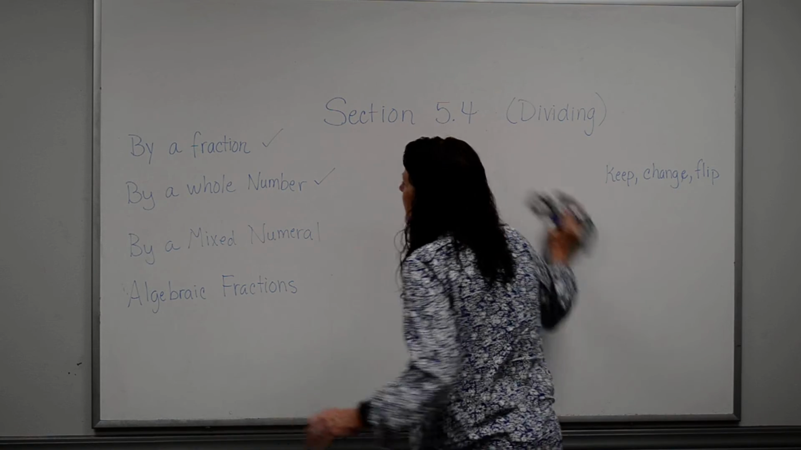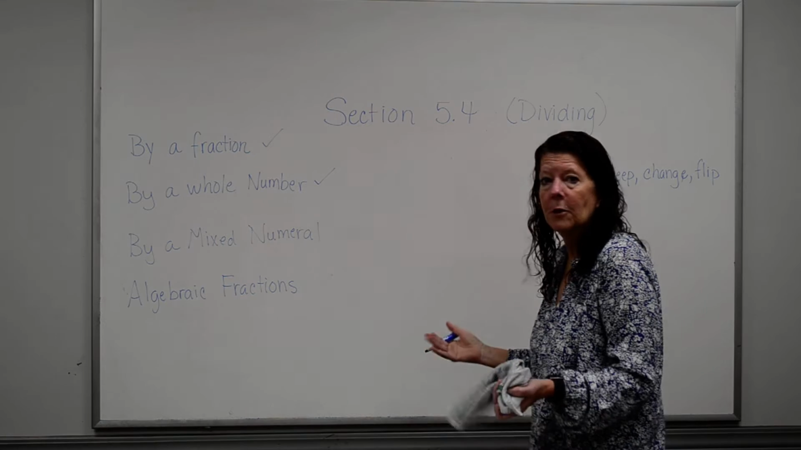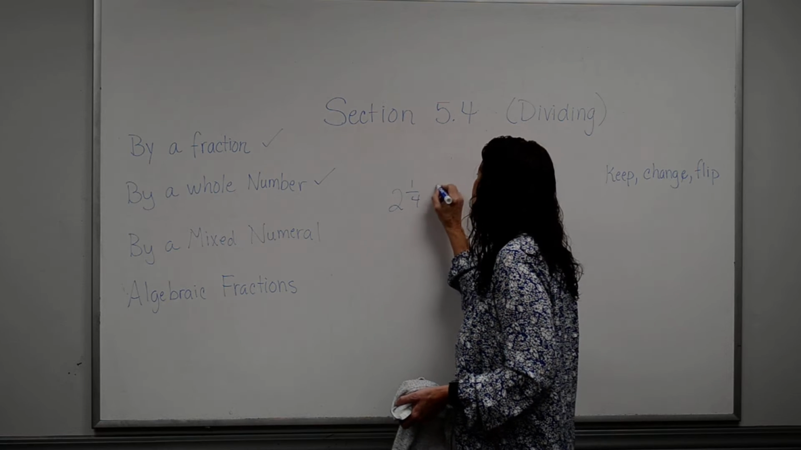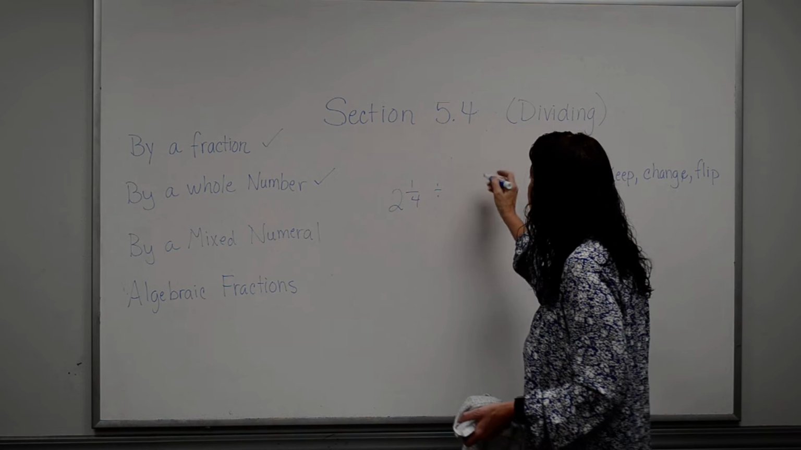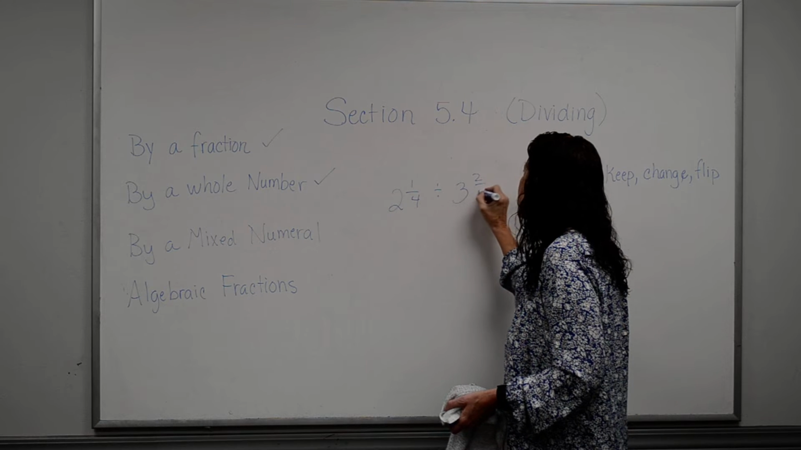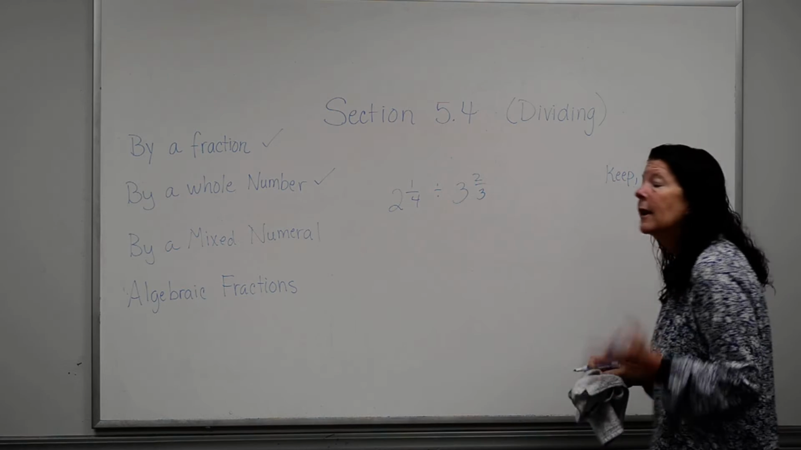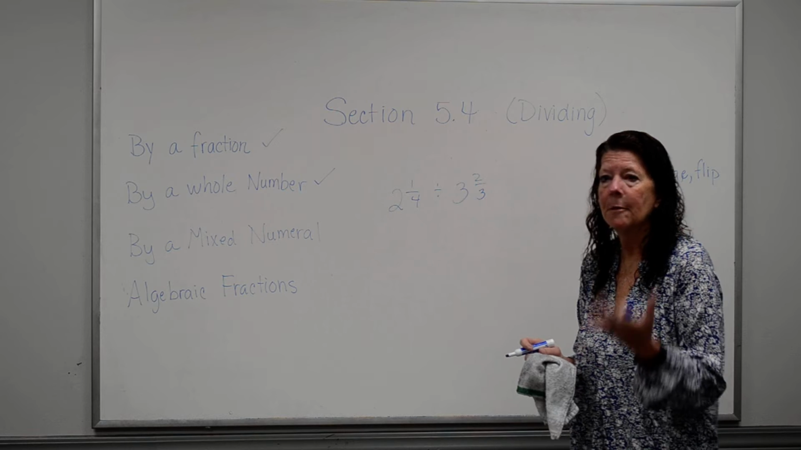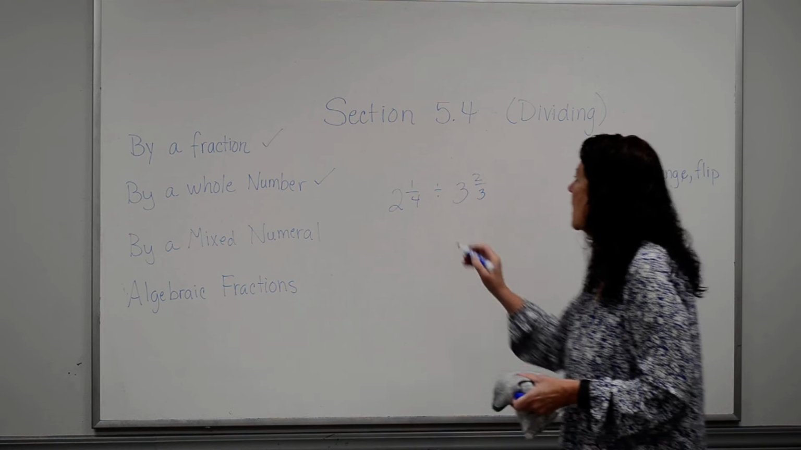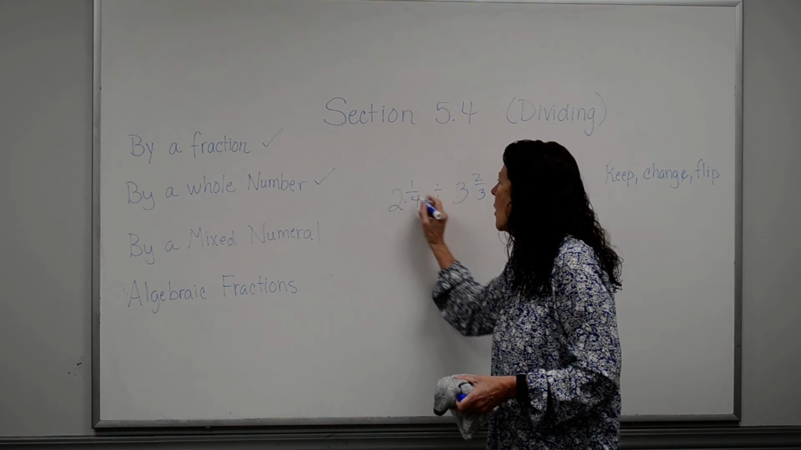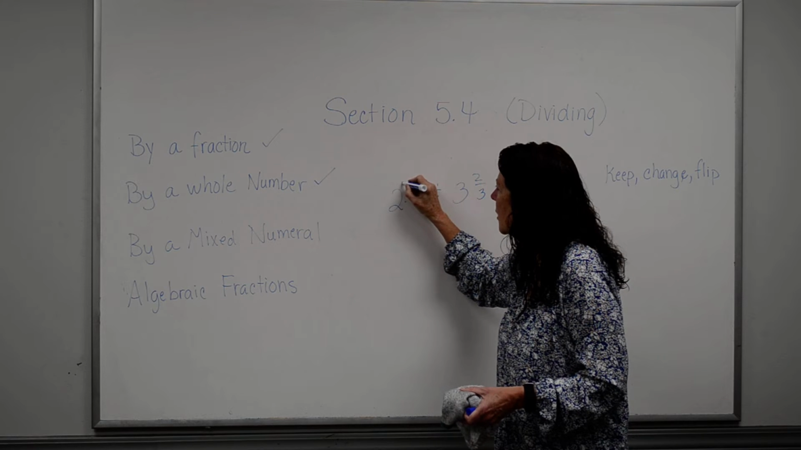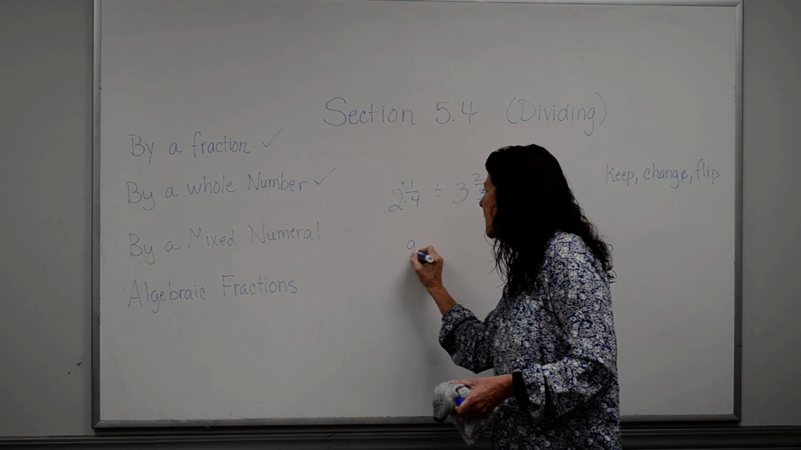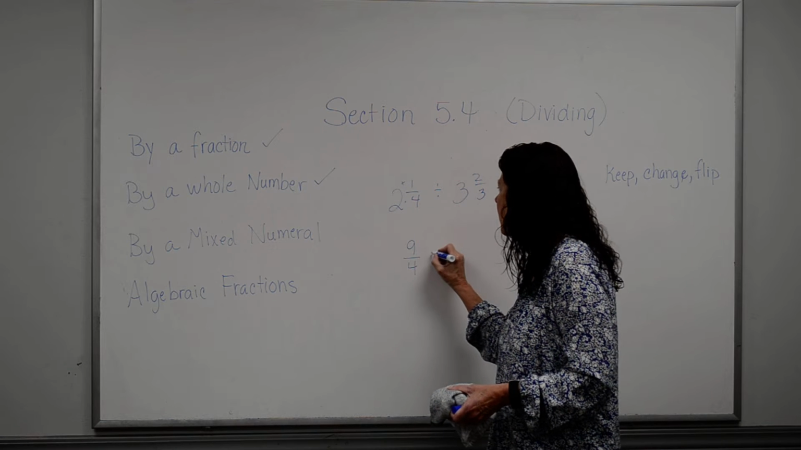Then we move to mixed numerals. Mixed numerals are a combination of your whole number and fraction. So let's say I have something that looks like that. The very first thing you're going to do if you have mixed numerals is change them to improper fractions. Now, remember, you go 4 times 2 plus 1. So 4 times 2 is 8, plus 1 is 9. So I have 9 over 4.